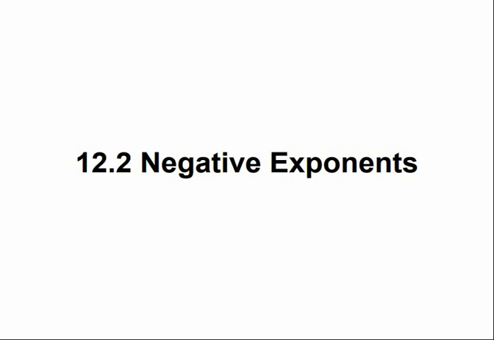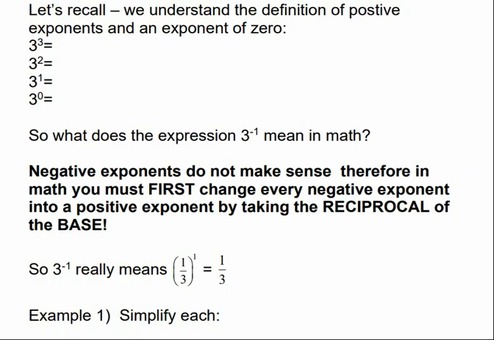12.2 Negative exponents. Let's recall what we know about exponents so far. We know that 3 to the third power just means 3 times 3 times 3, which would be 27. 3 squared would just be 3 times 3, which is 9. We know that 3 to the 1 power is just itself, which is 3. And then we just learned that anything to the 0 power is 1.